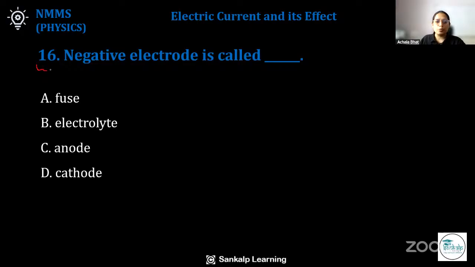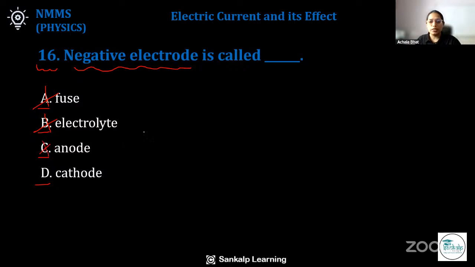Let us see question number 16 of NMMS Physics chapter Electric Current and its Effect. Negative electrode is called A. Fuse, B. Electrolyte, C. Anode, D. Cathode. Which one is the correct? Fuse, wrong. Electrolyte, wrong. C. Anode. Anode attracts negative ion. So, this is wrong.